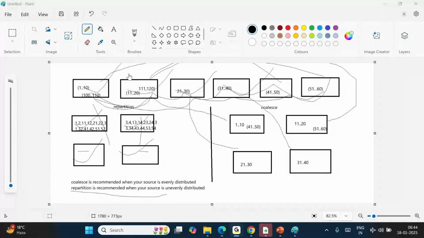Malaya, one doubt. How do we know the source is evenly distributed or unevenly distributed? Generally, you know it when you submit a job and your job is taking longer time. When your jobs are taking too much time, you remember we can go and see the events, how much time it is deserializing, how much time it is computing. We can look at each partition size. Do you remember?